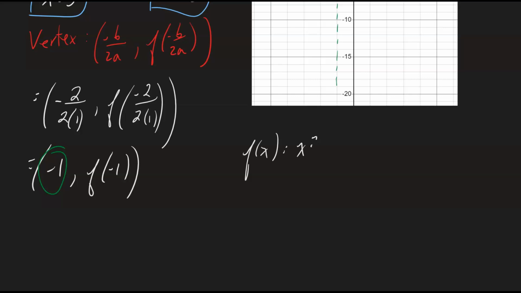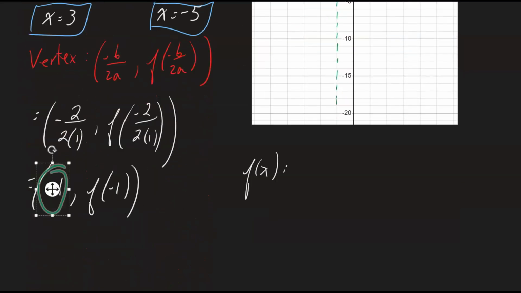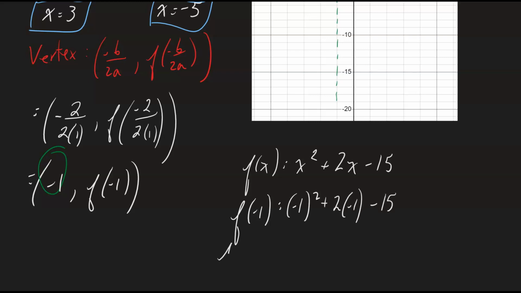What? No, it wasn't 2x. f of x equals x squared plus 2x minus 15. And we want to find f of negative 1. So we sub in a negative 1 everywhere where there's an x. And we get f of negative 1 is equal to 1 minus 2 minus 15, which is equal to 1 subtract 2, which is negative 1, subtract 15, which is negative 16.